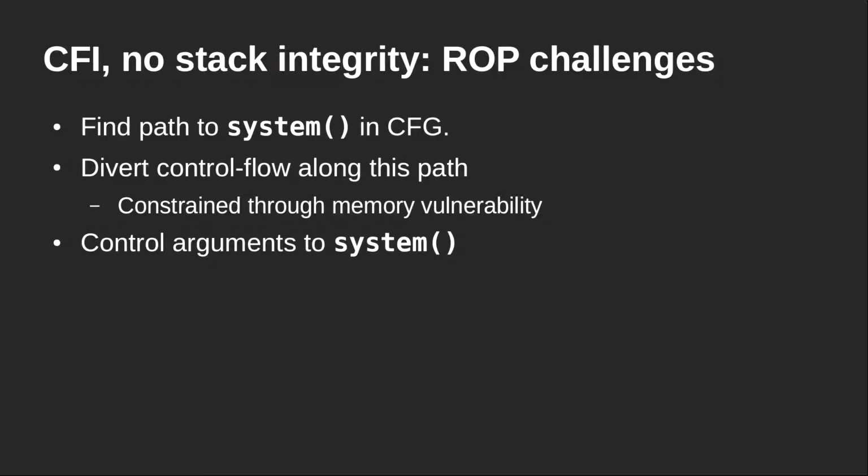Ideally, we will resort to some form of return-oriented programming. And if we don't have stack integrity, the goal of an attacker is to find some path to, for example, system in this control flow graph that we have. And we have to find a set of constraints and memory locations that we have to write to divert control flow of the program along this path, which might be constrained through the memory vulnerability that we have. And as a second step, we have to control the arguments to system.